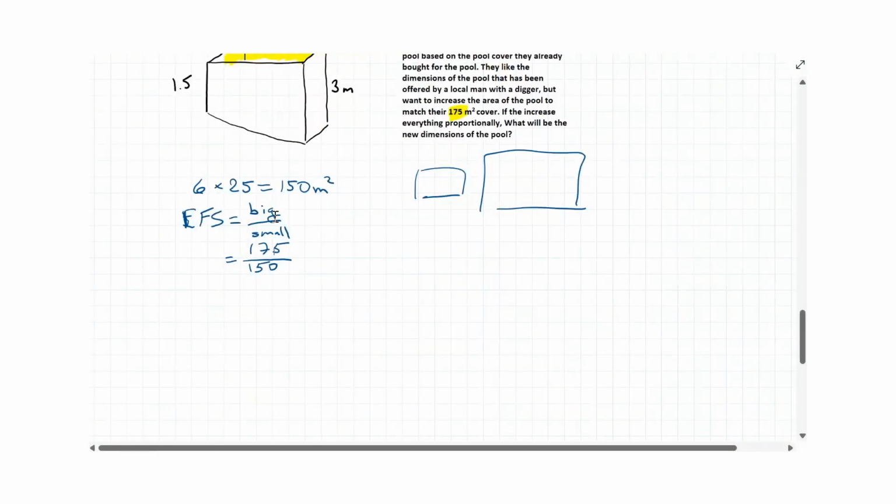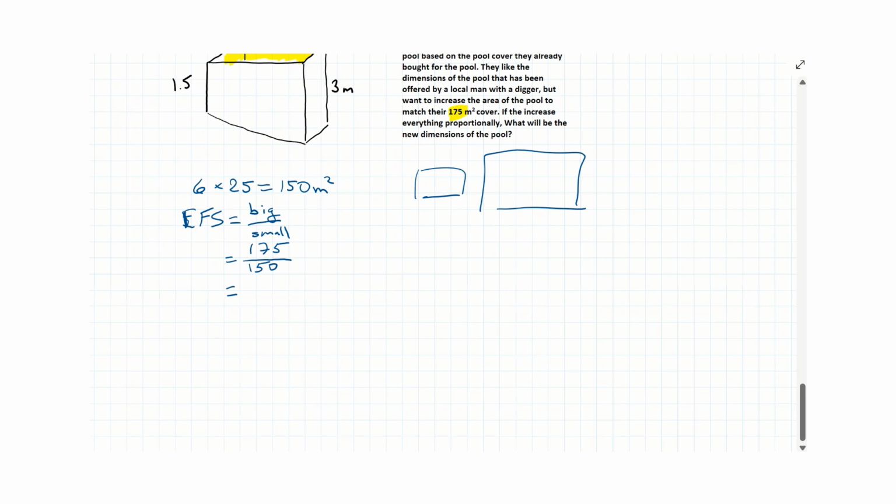So when I reduce that fraction, both of these could be divided by 25. So that fraction is going to be 7 over 6. So our EFS is going to be 7 over 6.